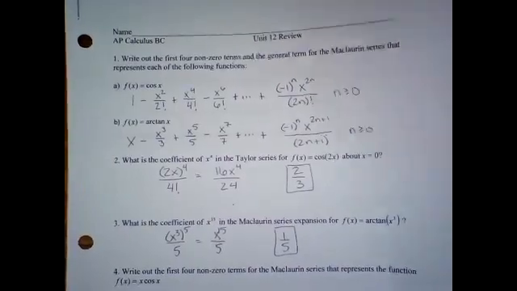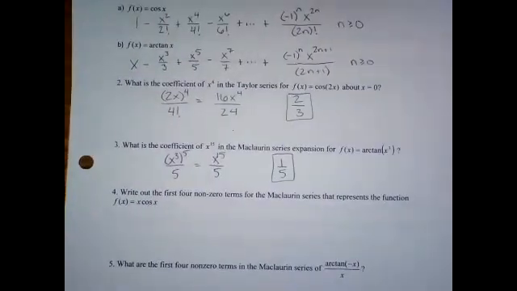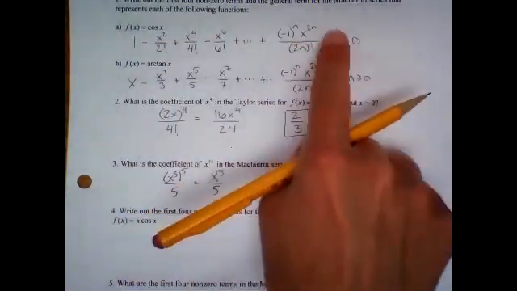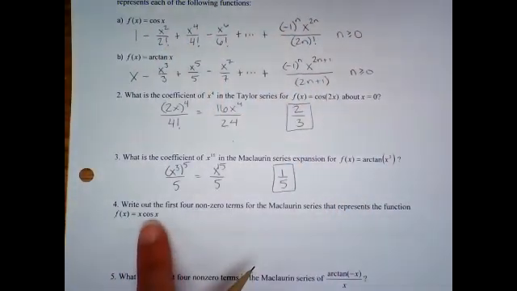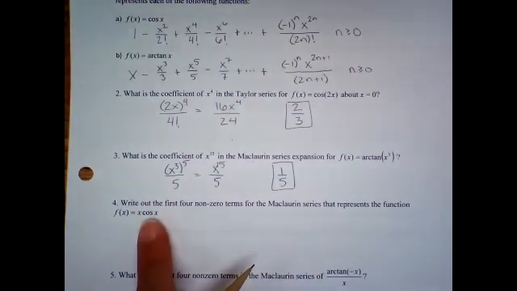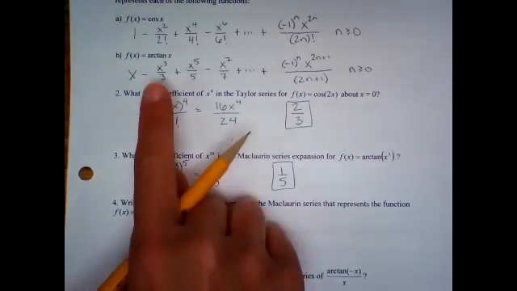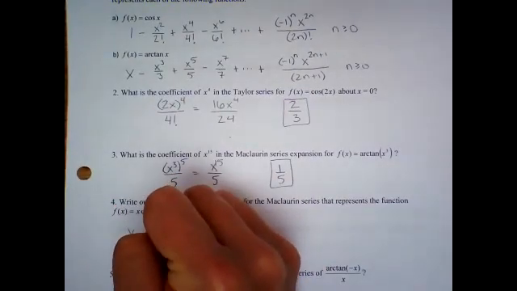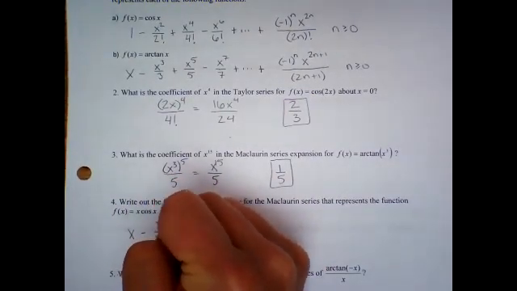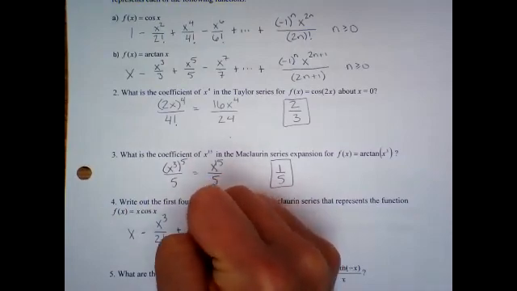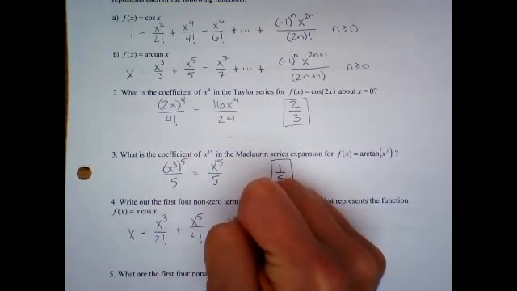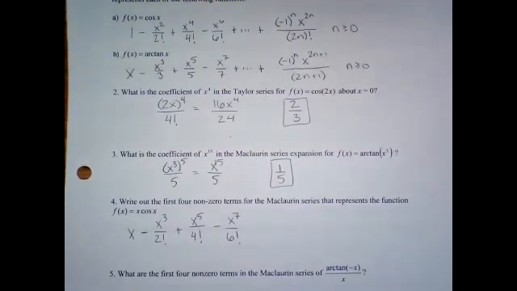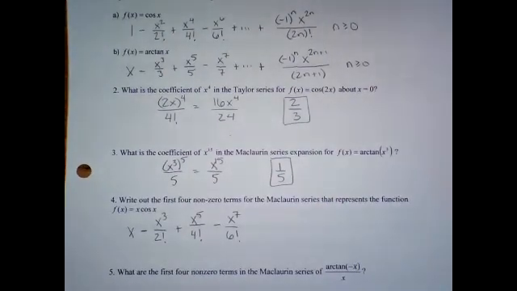All right, number 4, write out the first 4 non-zero terms for x times cosine of x. So again, we're looking right here, and we're just going to multiply each of the terms by an x, basically just distributing an x through it. It's x times all of this. So that'll be x minus x cubed over 2 factorial plus x to the 5th over 4 factorial minus x to the 7th over 6 factorial. So that's all that is. You're just basically distributing an x into that.